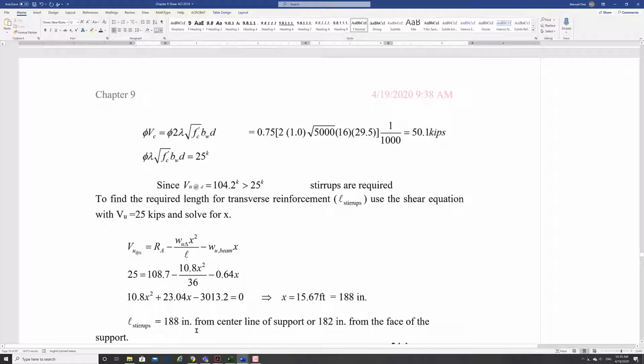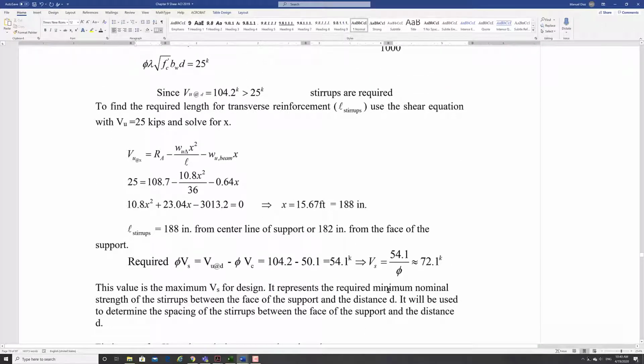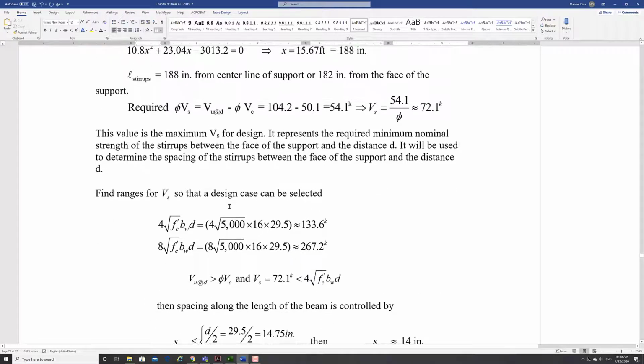So 188 inches needs to be covered from the center line. But if we go to the bearing face, it is 182 from the face of the support, because remember, 6 inches from the center of the bearing to the face of the bearing. So we need to cover from the face 182. What is my required value? The same as before. You do Vu at d minus the phi Vc. Remove the phi factor. We get that value. And then we check compared to the limits.